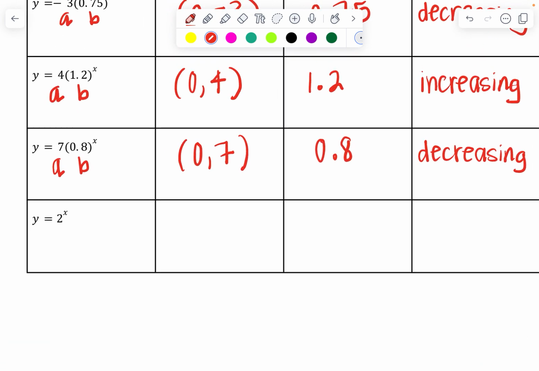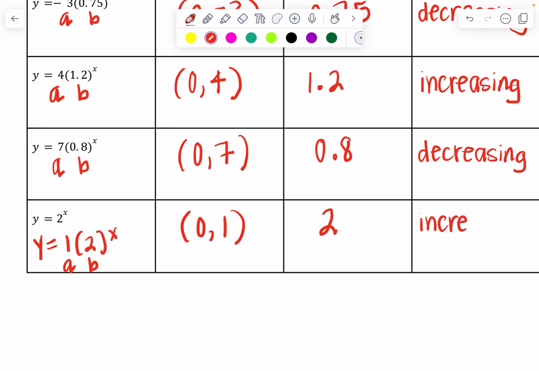And then finally, y equals 2 to the x. There's only one number there. So I don't know, just by looking, is that my a, is that my b? Whatever is being raised to the power is your b. So this is the same as saying y equals 1 times 2 to the x. So a is 1 and b is 2. So my initial amount, (0, 1). My constant ratio is 2. And since 2 is bigger than 1, this is increasing.